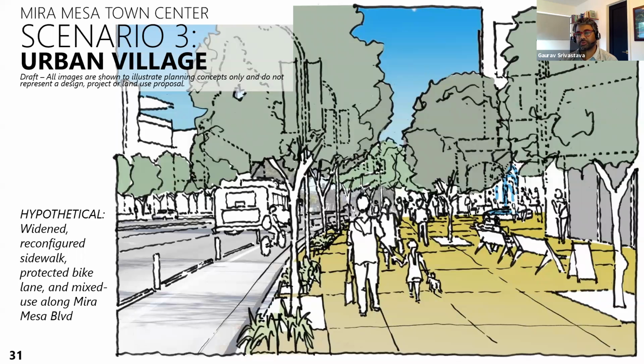And this is meant to be programmed to allow a range of uses and street furniture like benches, a double row of trees, but also to serve as a buffer space between a busy arterial street, Mira Mesa Boulevard, and if any future uses occur along the boulevard. The image also shows a protected bike lane running along the street, which is one of the ideas that's embedded in our mobility concepts.